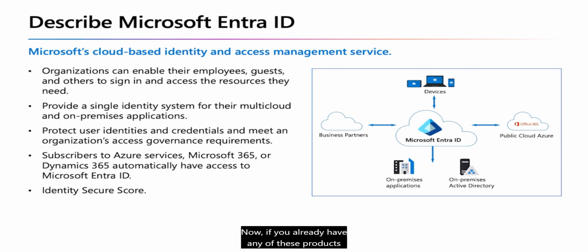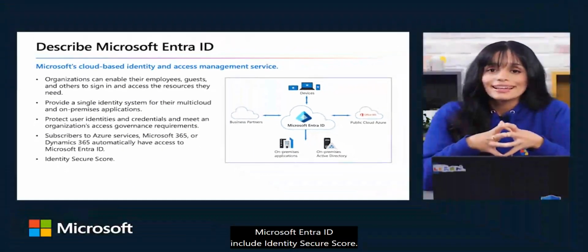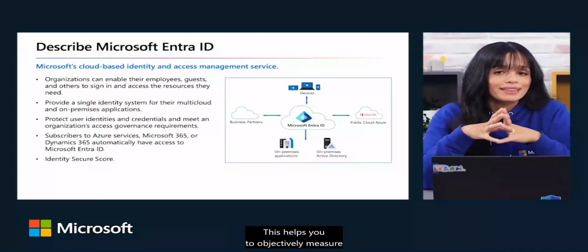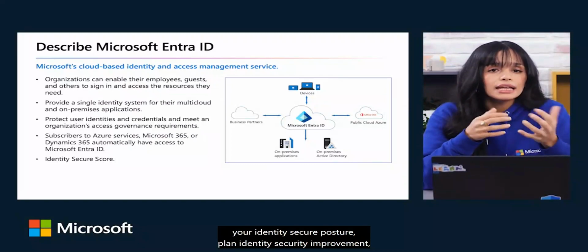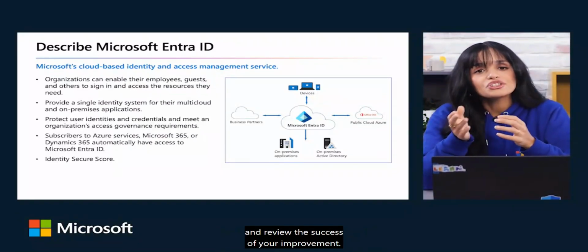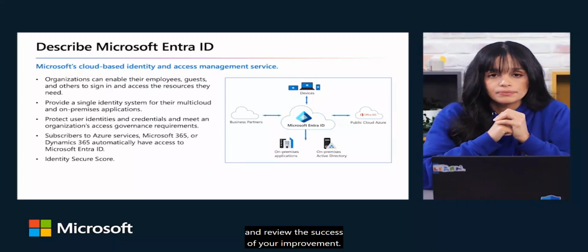Now, if you already have any of these products in your organization, things like Microsoft Office 365, Dynamics 365, the Azure portal, and any SaaS application used by your organization, then you automatically have Microsoft Entra ID tenants running in the background. Microsoft Entra ID includes Identity Secure Score. This helps you to objectively measure your identity security posture, plan identity security improvements, and review the success of your improvements.